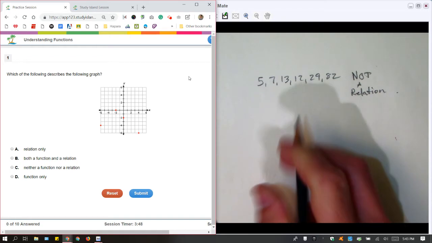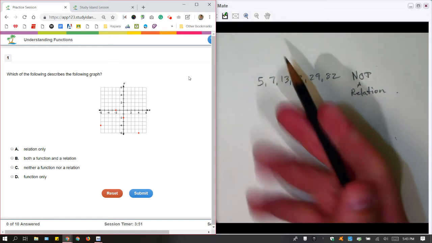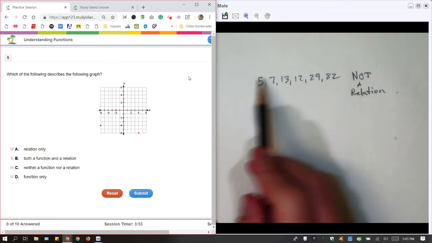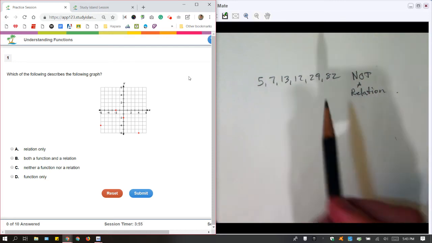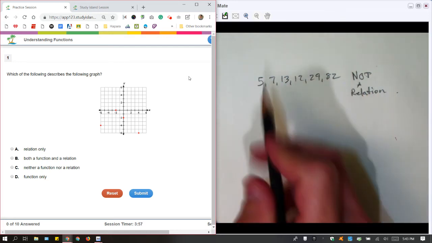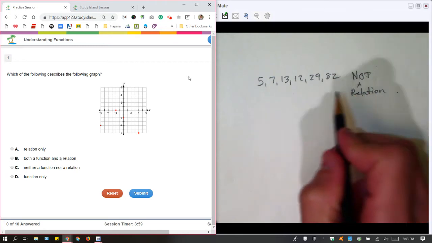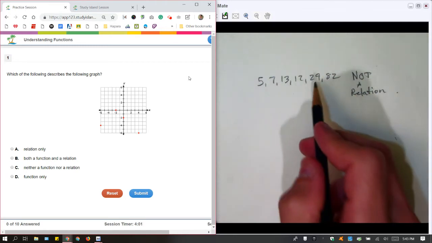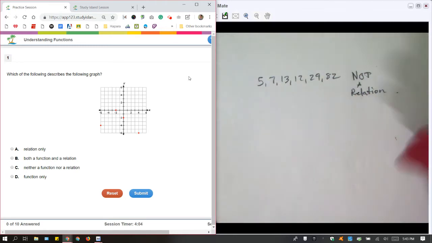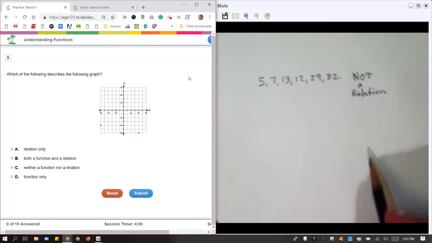This is not a relation. It's just a single set of data. There's no one thing corresponding to another. There's no one set of data that corresponds to another. A relation is when you have two sets of data corresponding to one another. Every function is a relation. So if it's not a relation, it's also not a function. So let's get that out of the way.